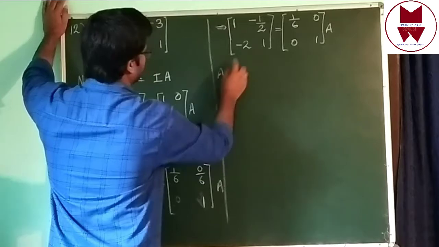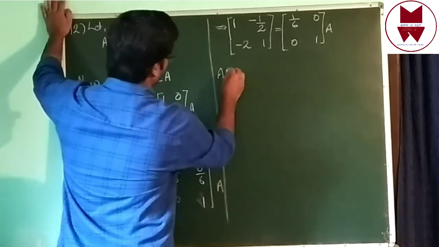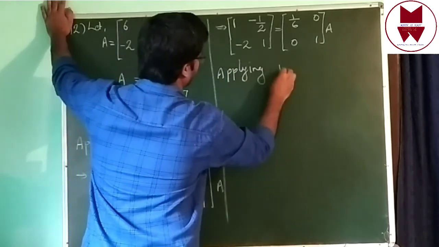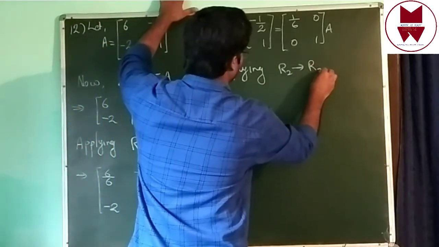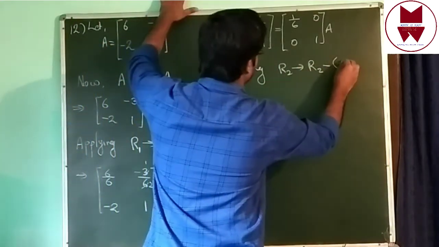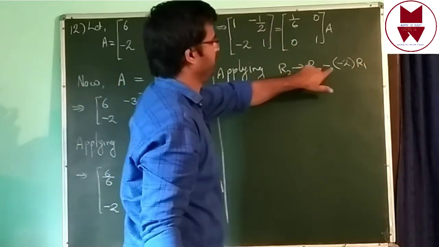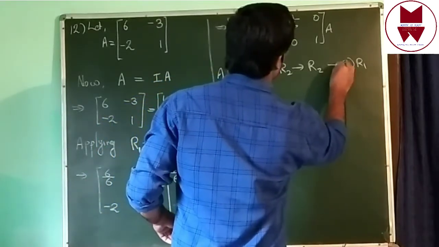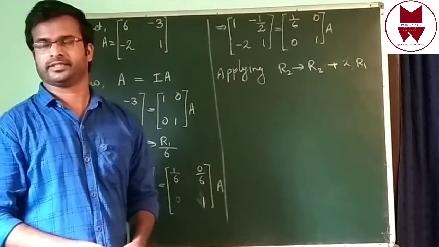Then next step in here we need which number we need? We need 0, isn't it? For that applying R2, second row we can write R2 minus same number is minus 2 into R1. Then minus minus we can write plus. R2 plus 2 R1. That is next step.